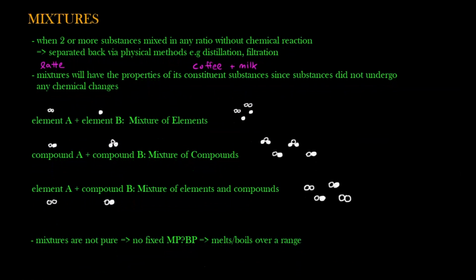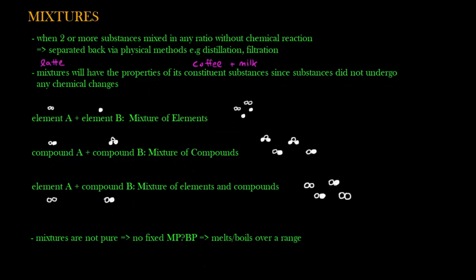So this is the final one. A mixture is when two or more substances mix in any ratio. They don't really care, basically, without any chemical reaction. So you can separate them back via physical methods, for example distillation, filtration, evaporation, etc. You can refer back to our first chapter videos for this.